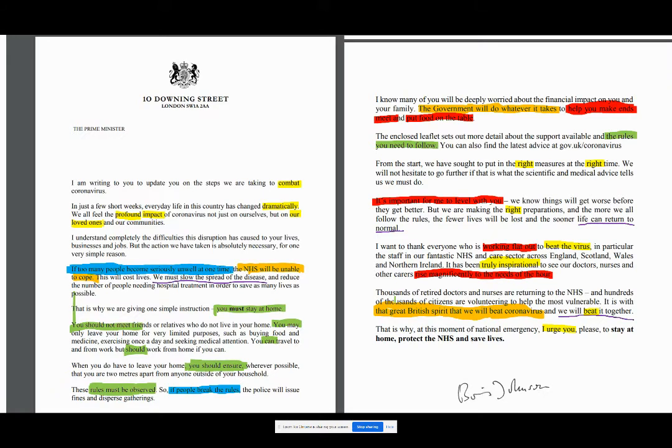So this is text A. If you've received this in March, then you'll know what it is. So this was a letter from 10 Downing Street, signed by Boris Johnson, and we'll talk about why this was sent and what it means.